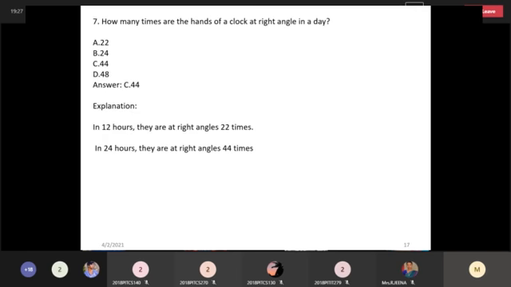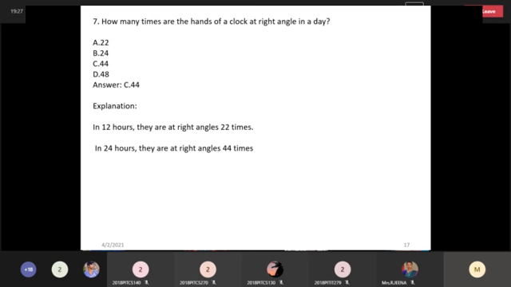Students, next question. How many times are the hands of a clock at right angle in a day? I will repeat the question. Please understand carefully what they have given. How many times are the hands of a clock at right angle in a day? Options are A 22, B 24, C 44, D 48.